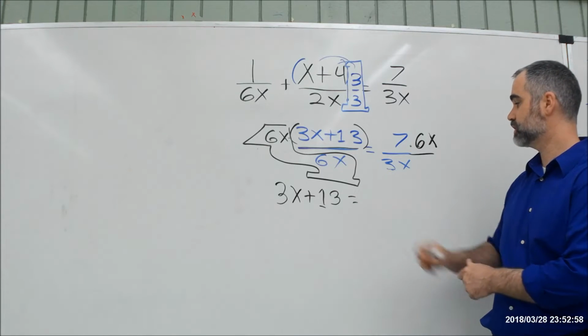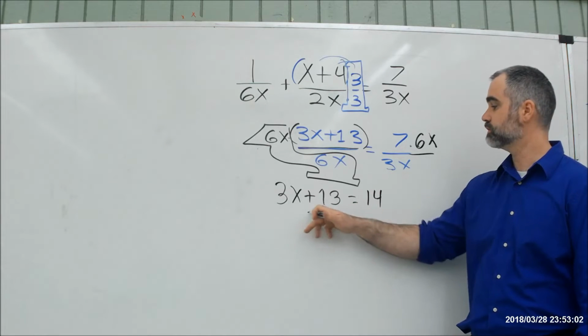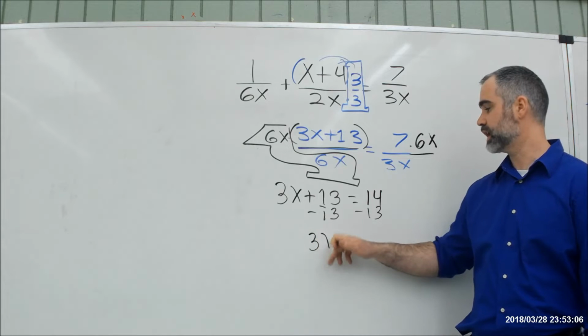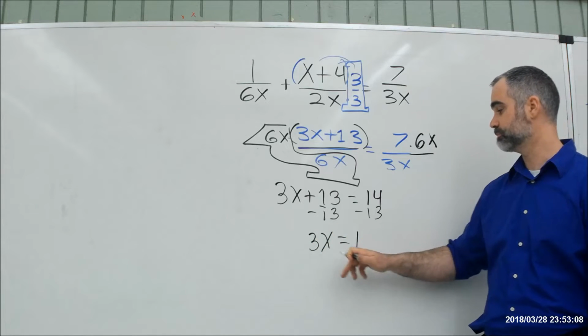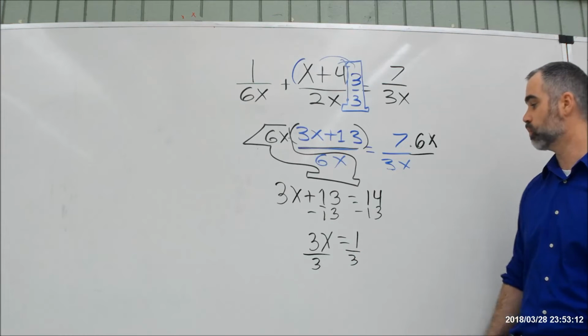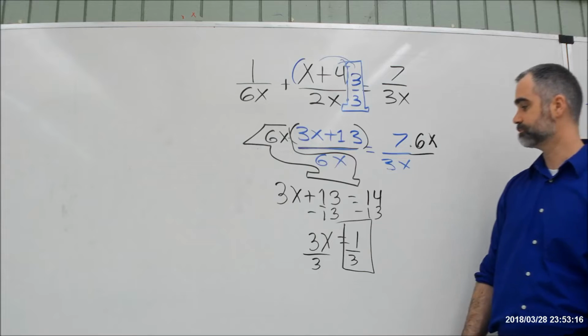Now you have a question that pretty much any 7th grader could solve. Subtract 13 from both sides, and you've got 3x equals 1. Divide by 3, and you get x equals 1/3. Okay, and that's our final answer on this one.